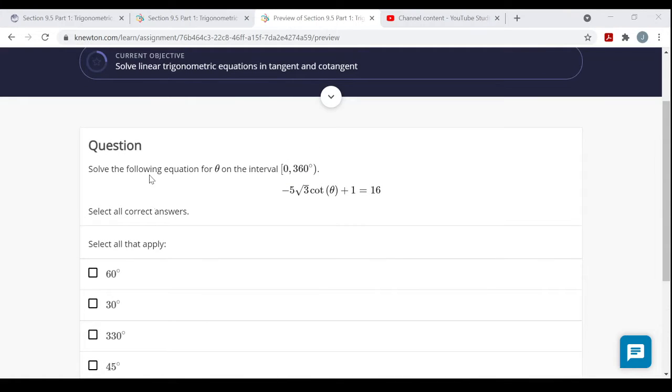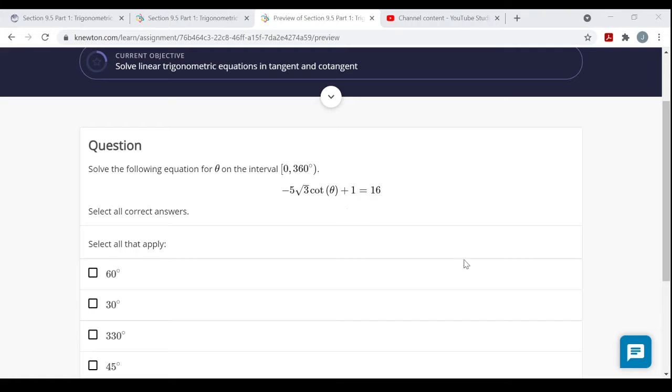We're asked to solve the following equation for theta. Find the values of theta that can replace it and satisfy this equation, make it true. Remember, if a trig equation has a solution, it's going to have infinitely many solutions because the trig functions are periodic. So they don't want all infinitely many solutions. They just want the values of theta that range from 0 degrees to 360 degrees.